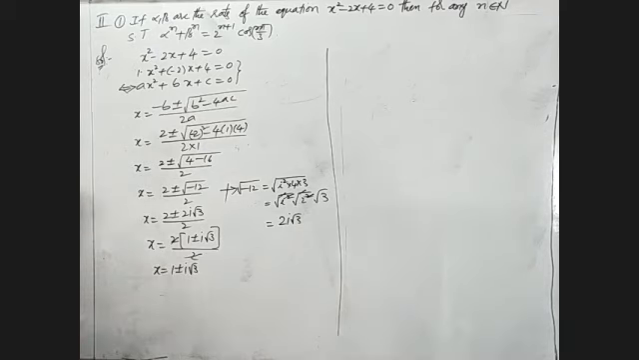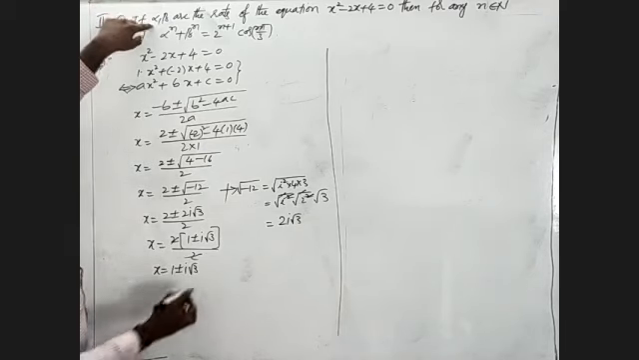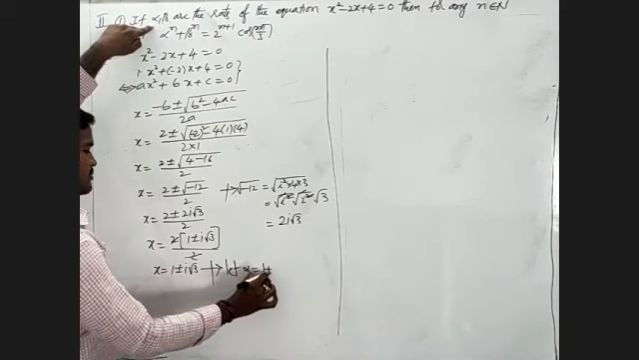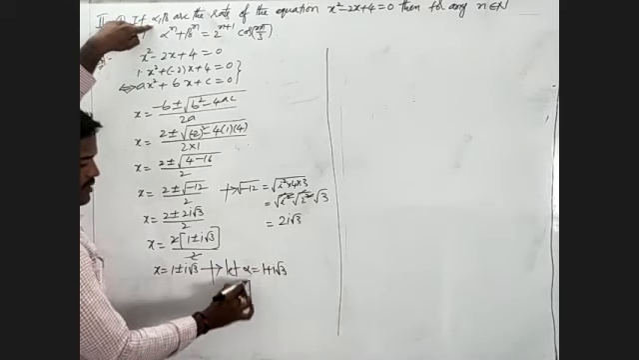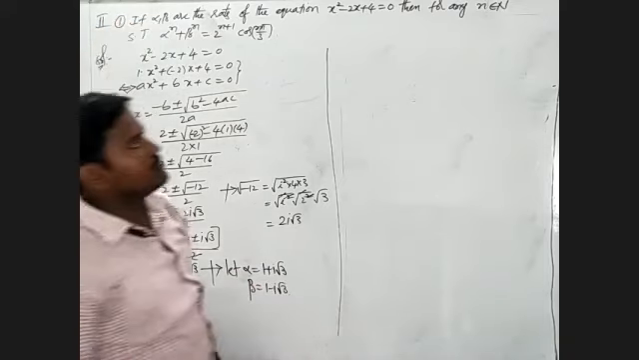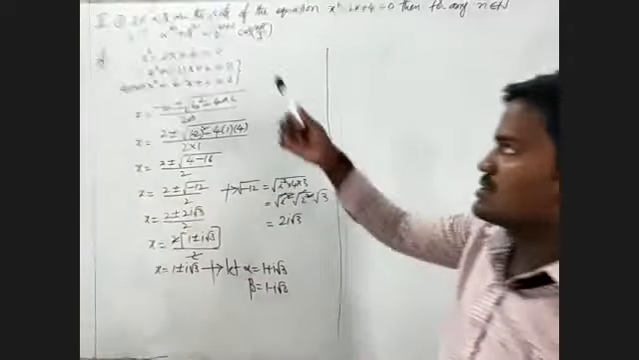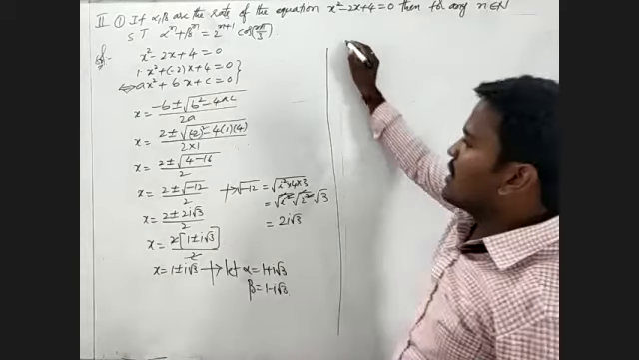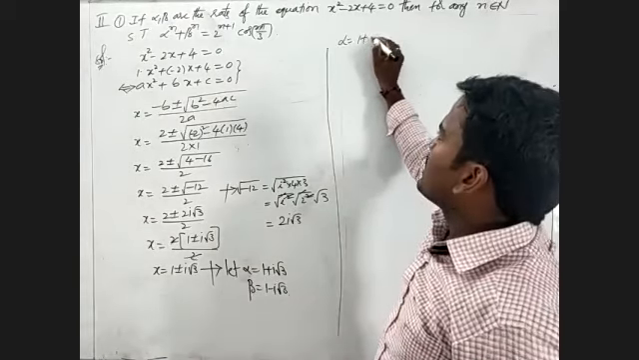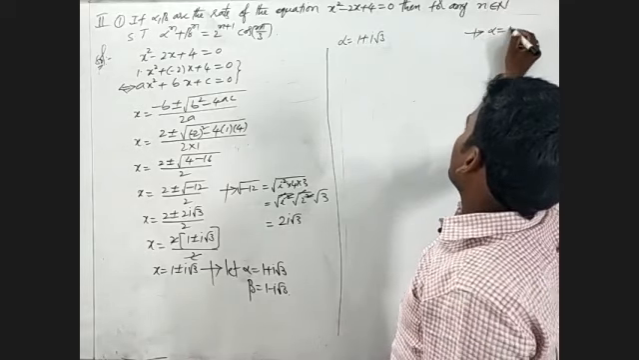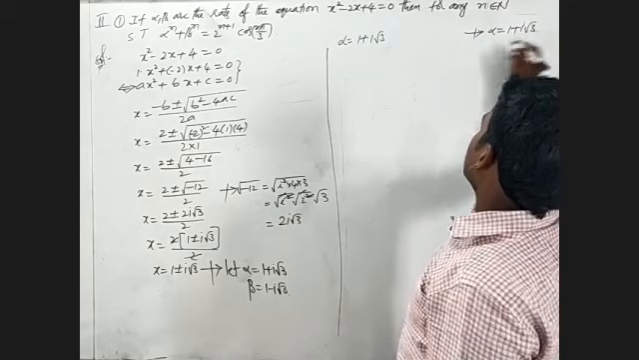It has two roots. Those two roots we take as alpha and beta. Let the first root alpha be 1 plus i root 3, and beta is 1 minus i root 3. But in this problem, what we have to find out is alpha power n plus beta power n, and prove that. First we take alpha. Alpha is equal to 1 plus i root 3.